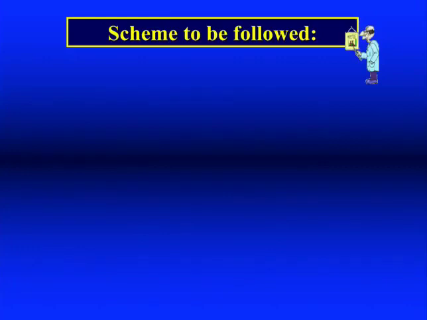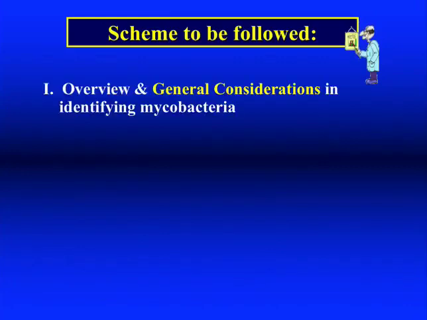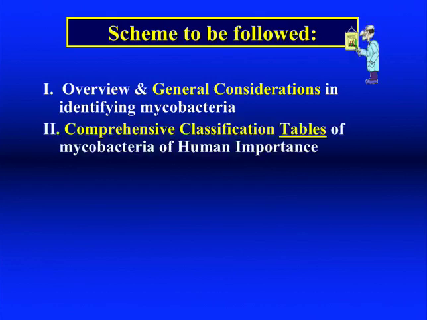So this is the scheme that we'll follow today. I'll start, like I always start every one of my review lectures, with an overview and some general considerations, in this case in identifying mycobacteria. We'll then go to the comprehensive classification tables that places all of the mycobacteria of human importance in a way that we can memorize them.